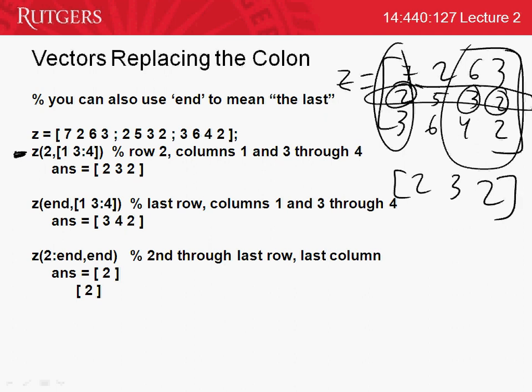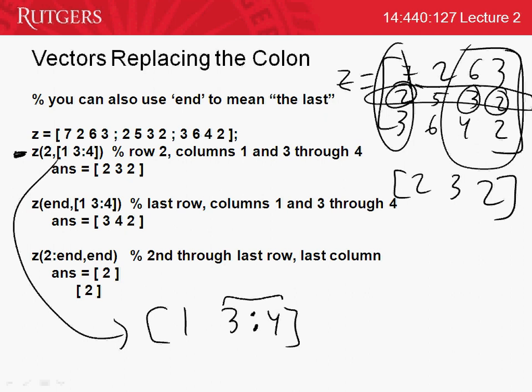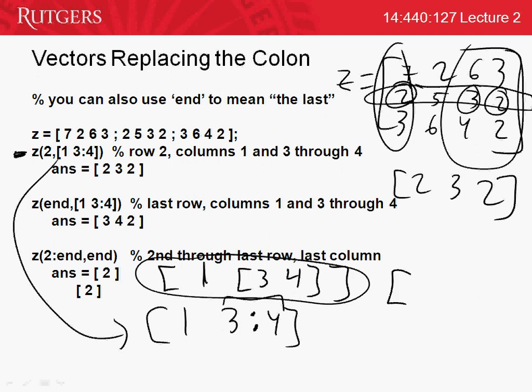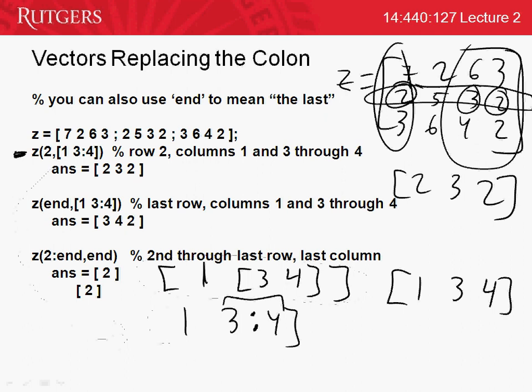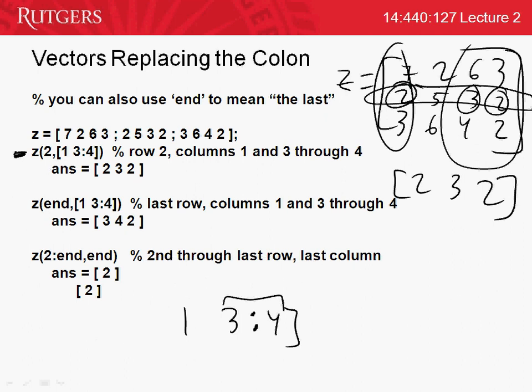Okay, so notice something interesting. We're saying, in this example, 1, 3, colon 4. Technically, this 3, colon 4 is creating a vector, that's 3, 4. And that's now inside another vector. So we have this whole thing, 1, 3, 4. But recall, a vector inside another vector, or a matrix inside another matrix, MATLAB just smashes them all together, and we end up with 1, 3, 4 as our vector. So the moral of the story is you can use vectors to specify which elements you want.